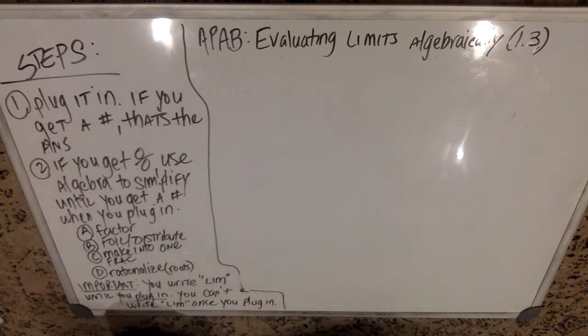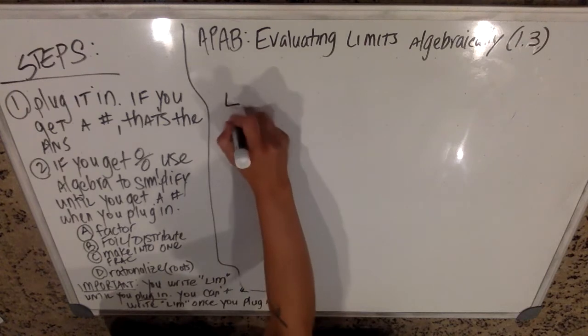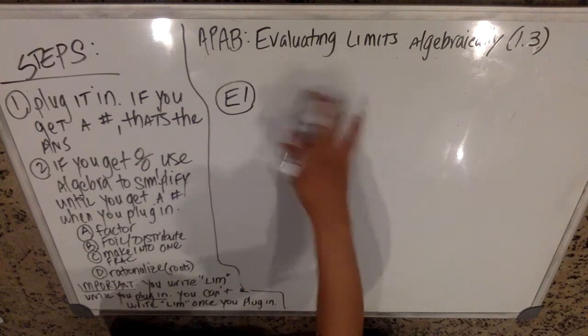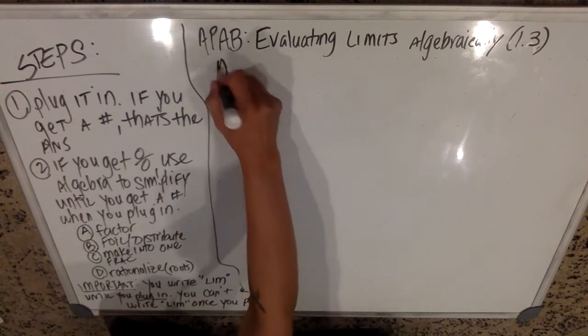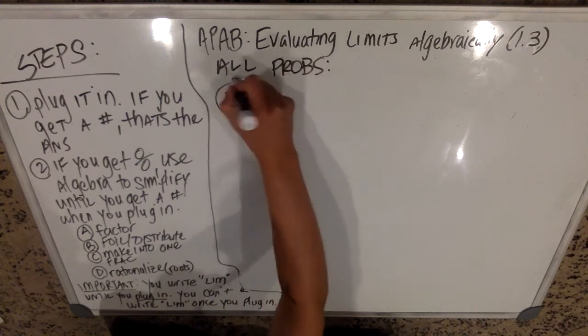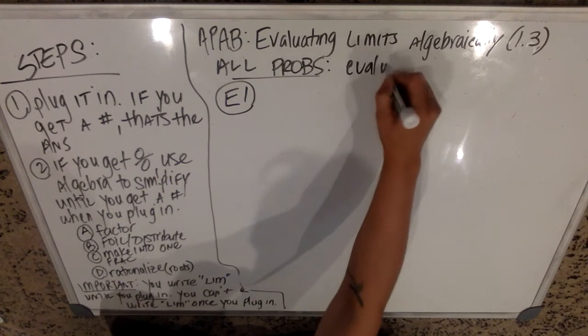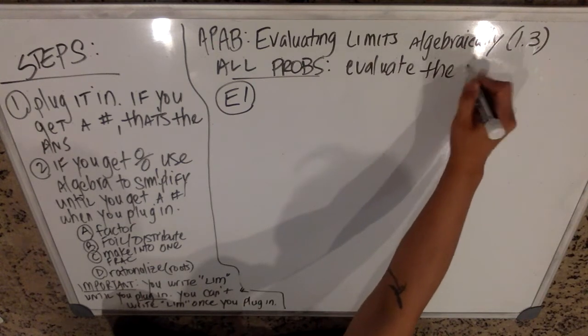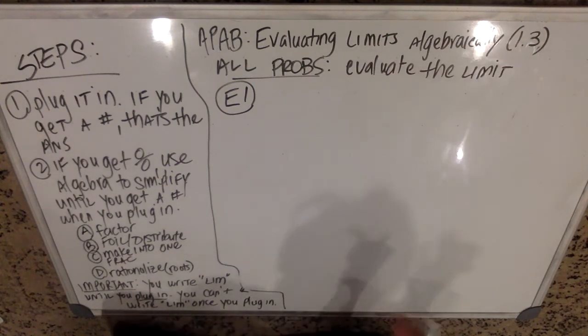So let's do E1. All right, so for E1, we're going to evaluate the limit. The direction for all problems is going to be evaluate the limit. And that's going to be all of them moving forward, and there's going to be a bunch of them.